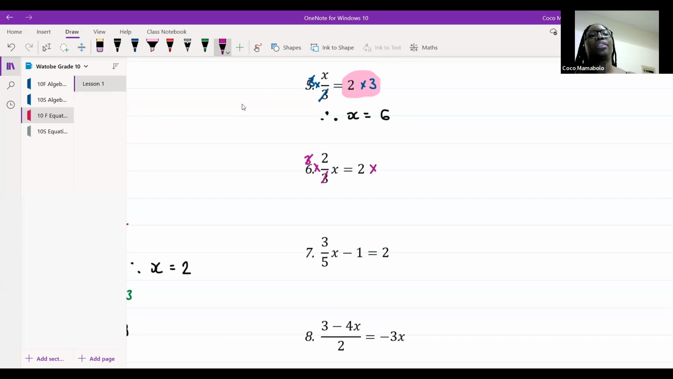Good. So we times by 3 on this side as well. So we'll have 2x equal to 6. Good. Divide by 2. Good. Divide by 2. Then we get the answer, and therefore x is equal to 3.